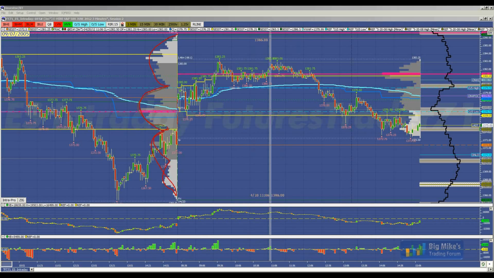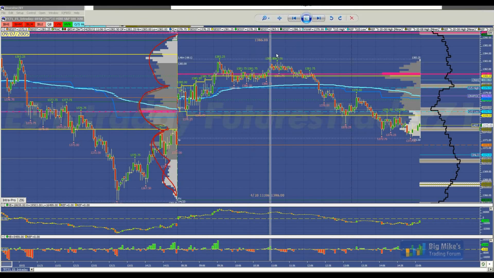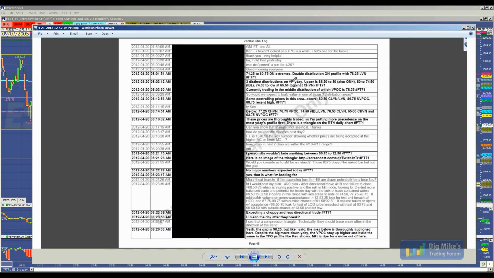So that's what I'm outlining in this homework. 3 distinct areas that the market felt balanced in before it moved to the next, to the next, to the next. We got to pay attention to that. 3 distinct areas: 86.5 to 80, 80 to 74.5, 74.5 to 65.5. Currently trading in the middle distribution of 76.75. Okay?